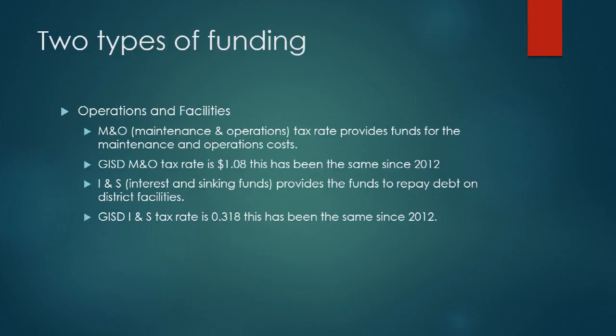I&S, which is Interest and Sinking Funds, provides the funds to repay debt on district facilities. Georgetown Independent School District's I&S tax rate is 0.318, and this has also been the same since 2012. It has not increased. But due to the bonds recently passed, this may change.